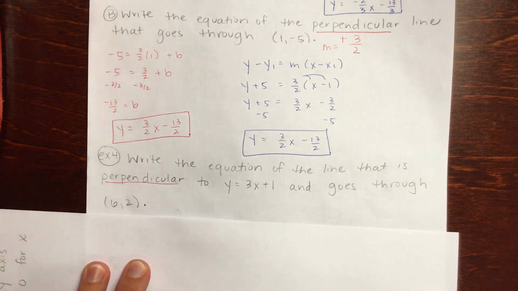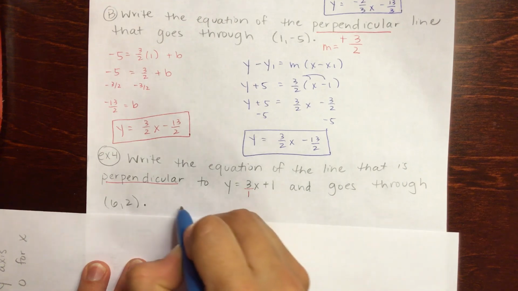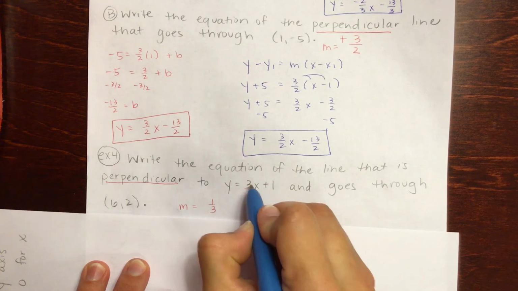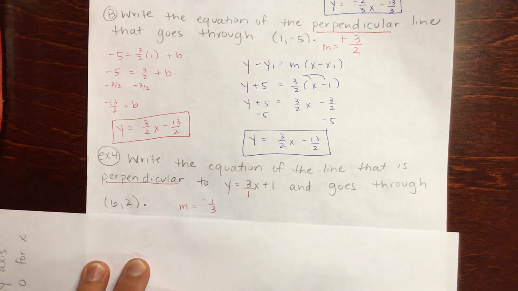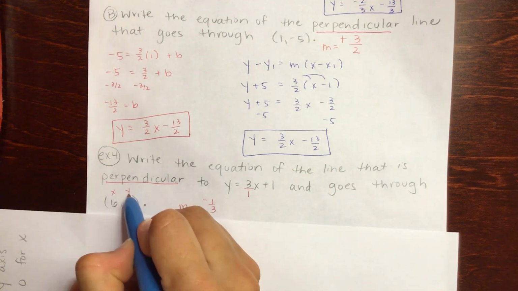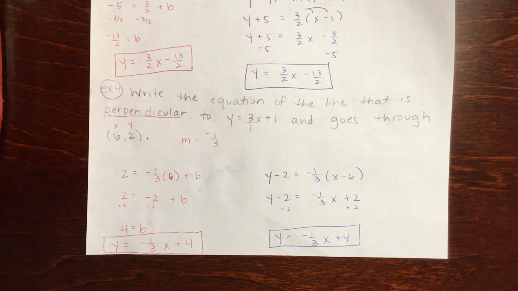It's not written as a fraction, but every number can be rewritten as a fraction if you write it over 1. So my slope is going to be flip the fraction and change the sign. It's positive to negative. And now you can use either of the methods before. This is my coordinate point. And you should get y equals -1/3 x plus 4.